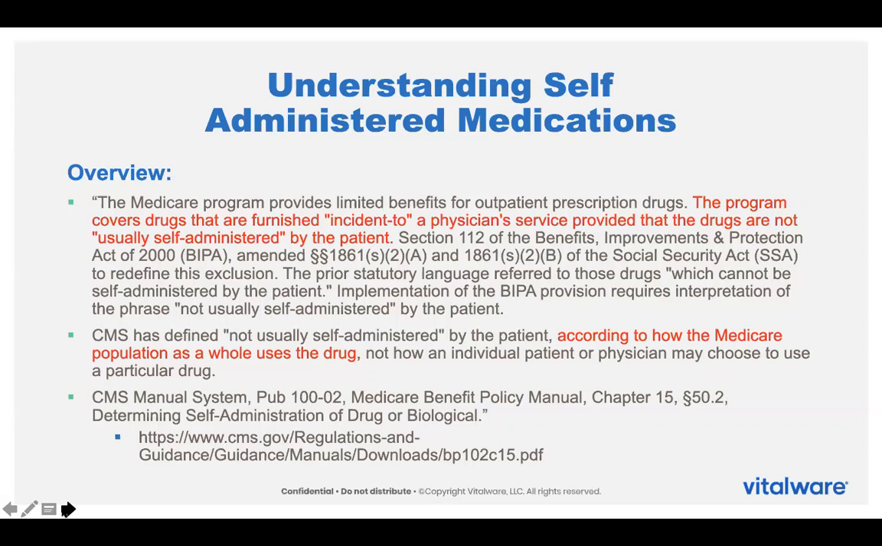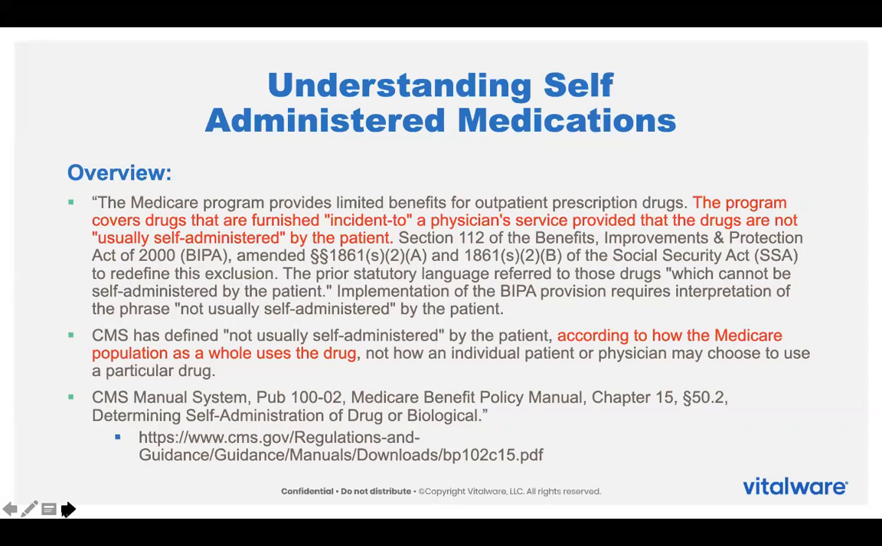So now we're going to move from the NDC to another complex area, which is self-administered medications. And I always get this, well, my wife or husband is in the hospital and he's too sick to take his medication, so why is it self-administered? The nurse had to give it to them, or the doctor had to give it to them. And that's not the point of it.